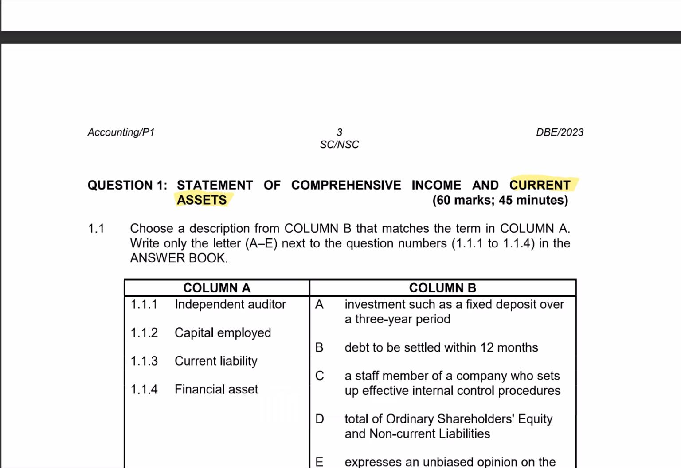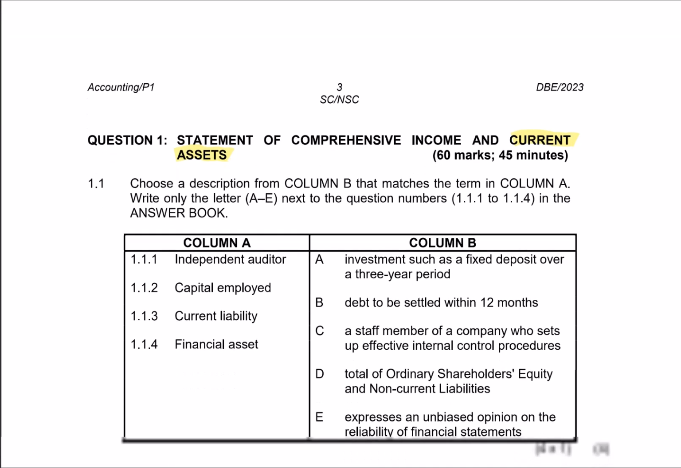And just looking at current assets, I'm not quite sure what it is that they're looking at, but in current assets you have notes number 4, 5 and 6, that is inventory, trade and other receivables, and cash equivalents. Those are 3 notes that you find. I choose a description from column B that matches the term in column A.